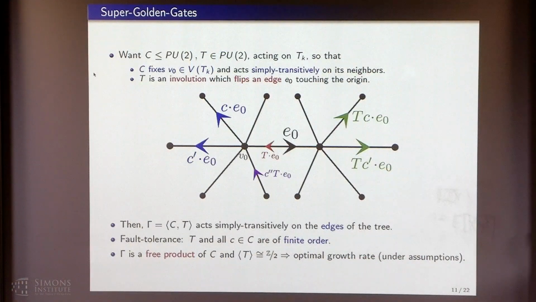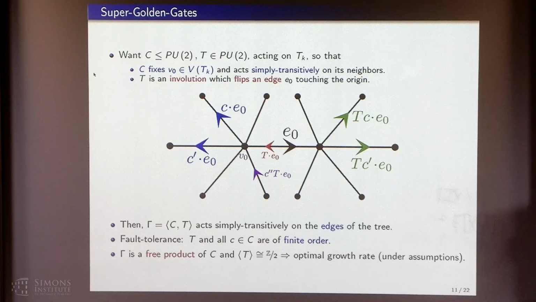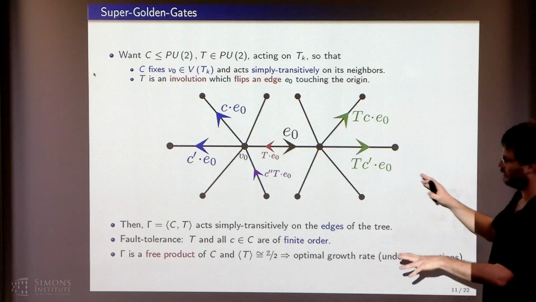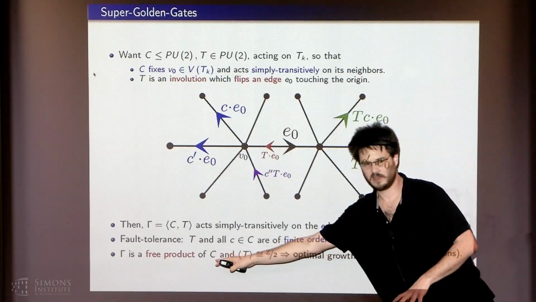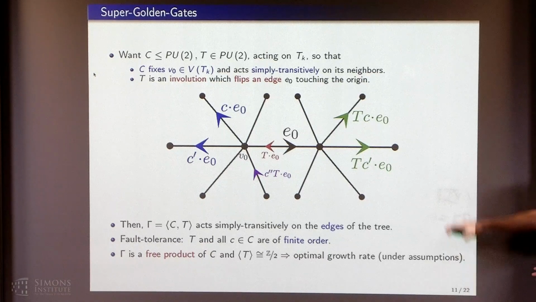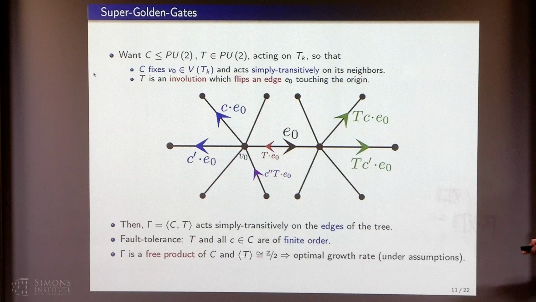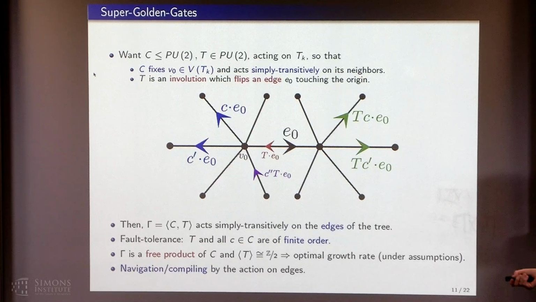Sure. Okay, so all of them are of finite order. So hopefully we can implement them in a fault-tolerant way. And under this assumption, this gamma is a free product of this C and T. So there are no relations between the T and the C, which means that you have an optimal growth rate under these assumptions. So if you want C to be finite and T to be an involution, this is the best you can do. And finally, you can navigate.